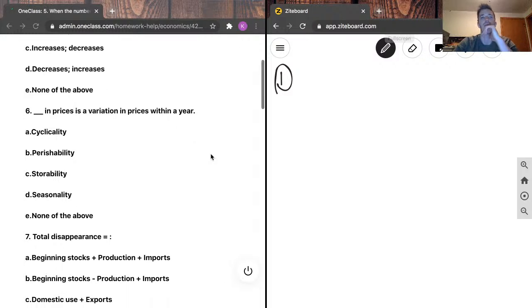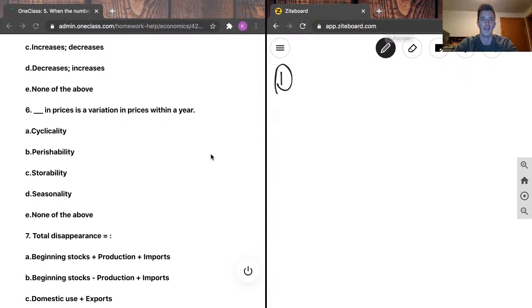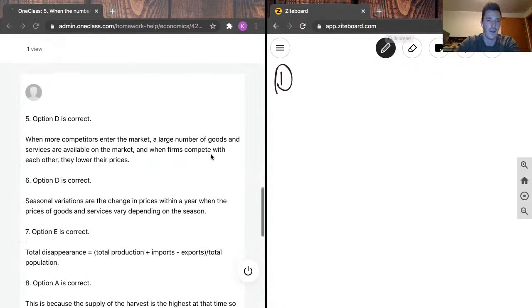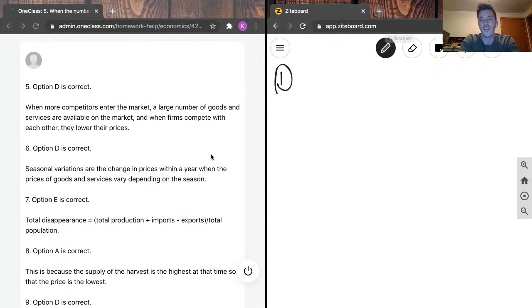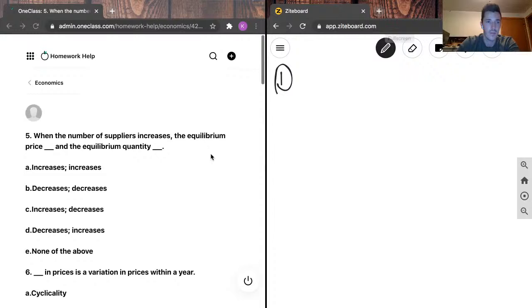So question 2 for us reads, blank in prices is a variation in prices within a year. Our options are A, cyclicality; B, perishability; C, storability; D, seasonality; or E, none of the above. Our junior tutor said that the answer is D, and they've said that seasonal variations are the change in prices within a year when the price of goods and services vary depending on the season.